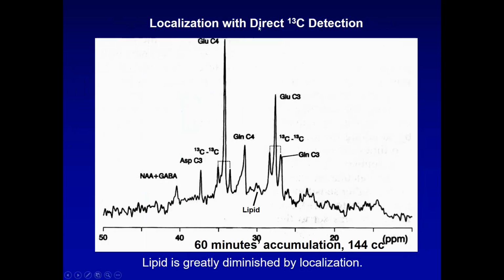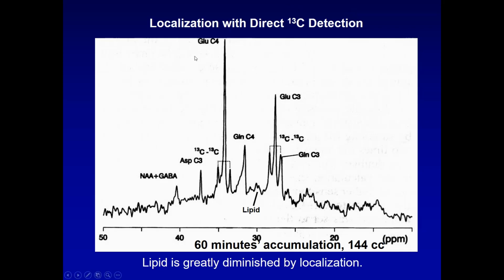So this is also direct detection. It was done also with pulse acquire. What makes this different is that ISIS localization was used. So remember, ISIS uses selective inversions applied in combinations, in different orientations, X, Y, and Z, to form a box. So for a 3D box, we need eight acquisitions, and we repeat that process over and over until we have enough signal averaging to get a nice spectrum.